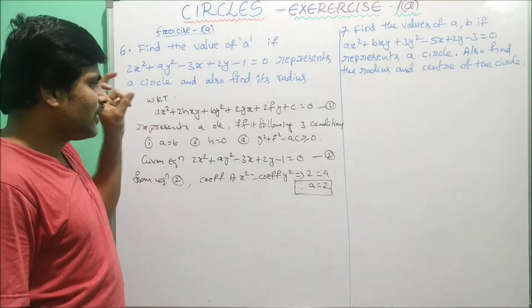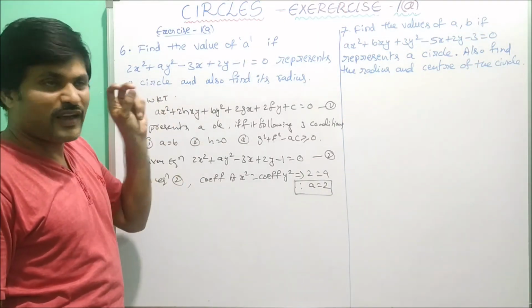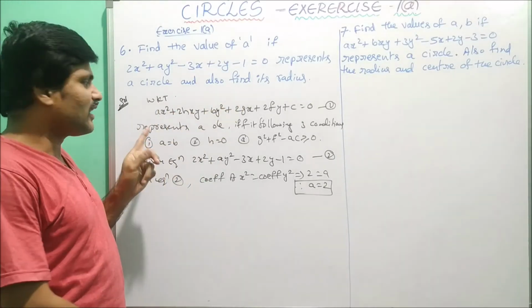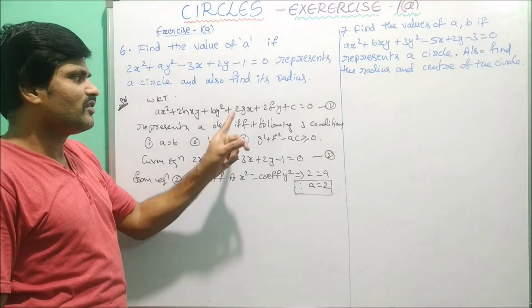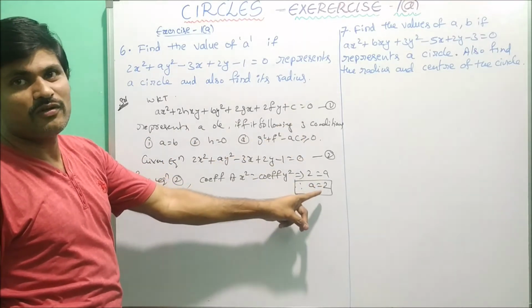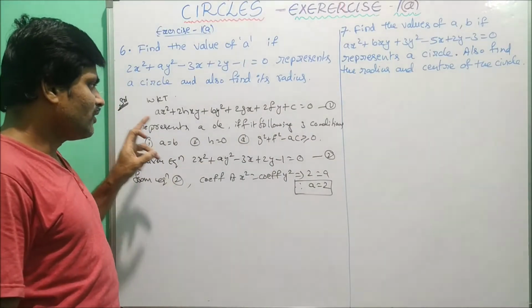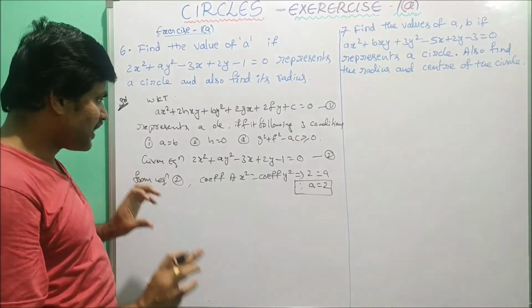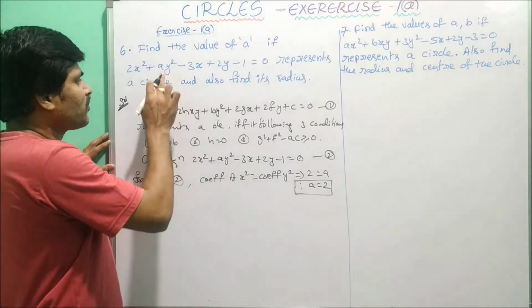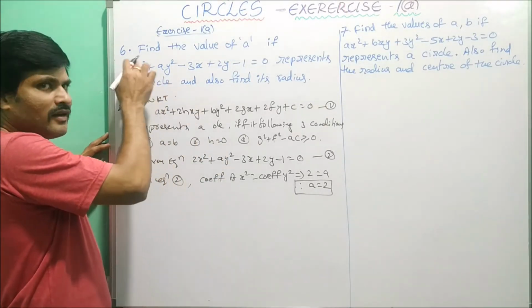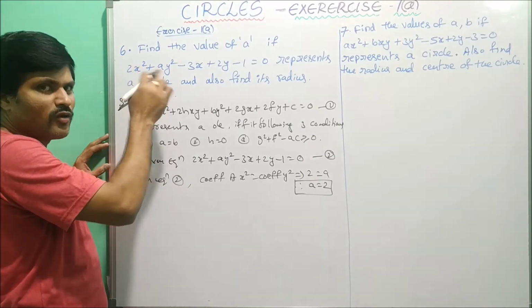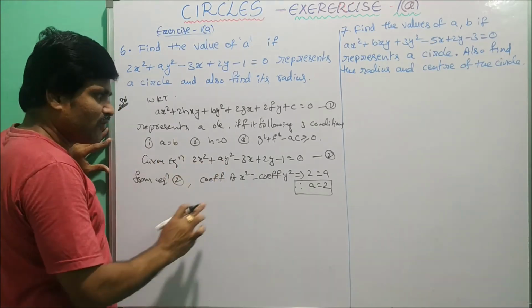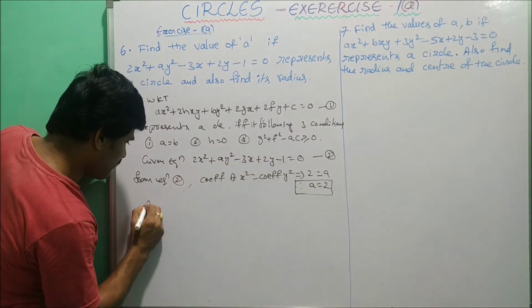Here, any second degree non-homogeneous equation represents a circle if it follows three conditions: a equals b, h equals 0, and g² + f² − ac is greater than or equal to 0. Now using these three conditions, let us find the value of a for the given equation. Similarly, we observe that the coefficient of xy is 0. Already in the given equation, the coefficient of xy is 0. Here we observe a equals 2.